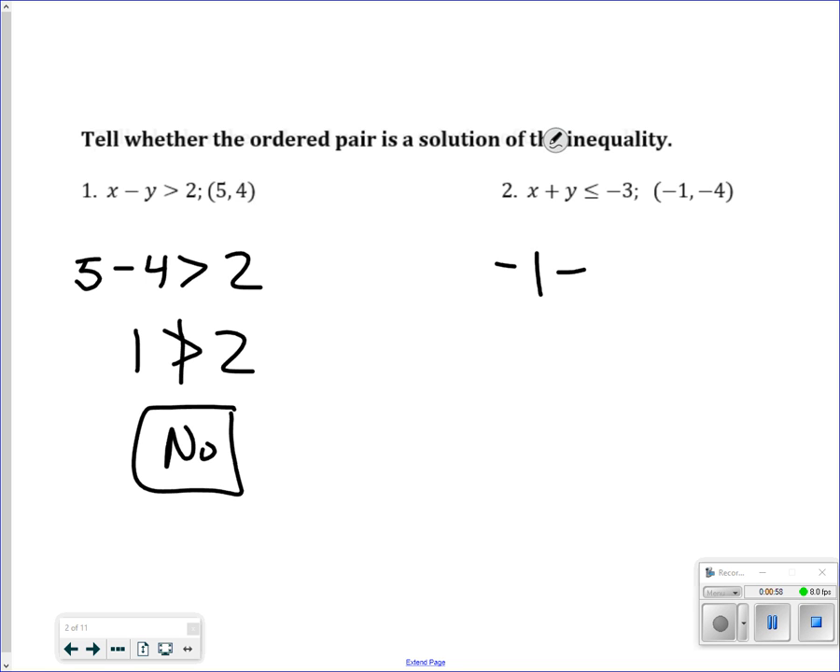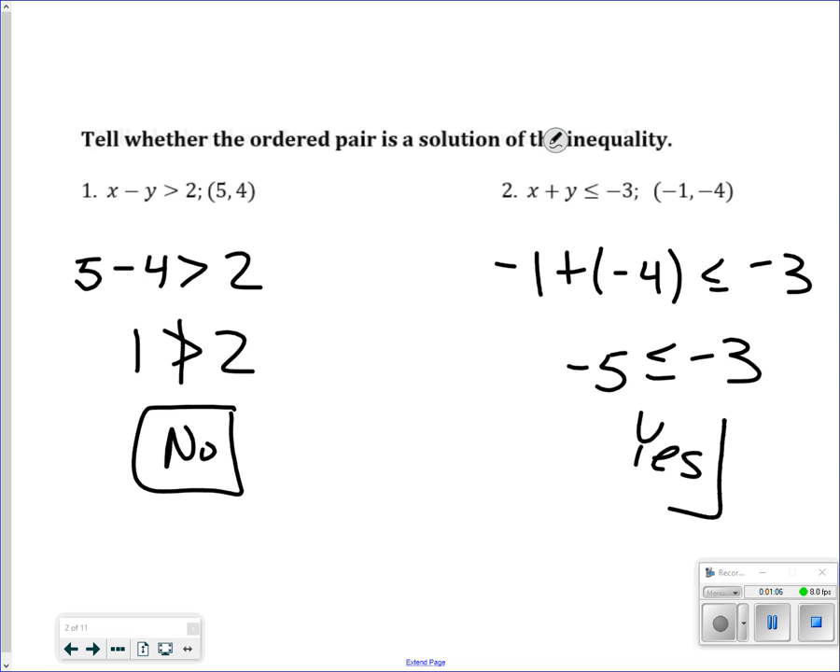Next one. So again, you're going to put the first number in for x and the second number in for y. So is negative 5 less than or equal to negative 3? And the answer to that question is yes. So again, if you are given a point and an inequality and deciding whether or not something is a solution, you just have to plug it in and state yes or no.